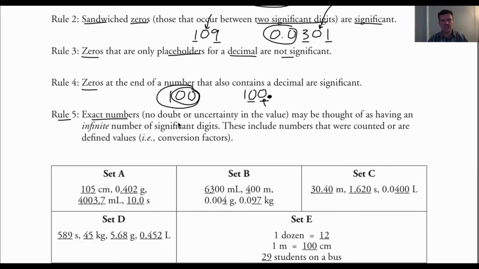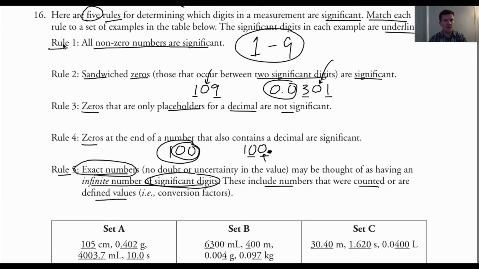Exact numbers just mean like you count something. I counted 10. That's an exact number. May be thought of as having an infinite number of significant digits. These include numbers that we count or are defined values. They may be values that are used in conversions, for example. There are 2.54 centimeters in an inch, something like that. So you don't have to worry about significant digits when you're working with exact numbers.